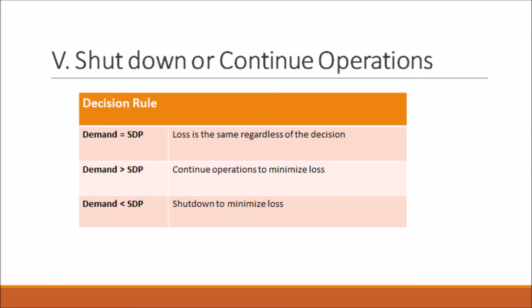Now what is the decision rule? If the demand is equal to the shutdown point, loss is the same regardless of the decision. If the demand is greater than the shutdown point, continue operations to minimize loss. While if the demand is less than the shutdown point, shut down to minimize loss. That is the decision.